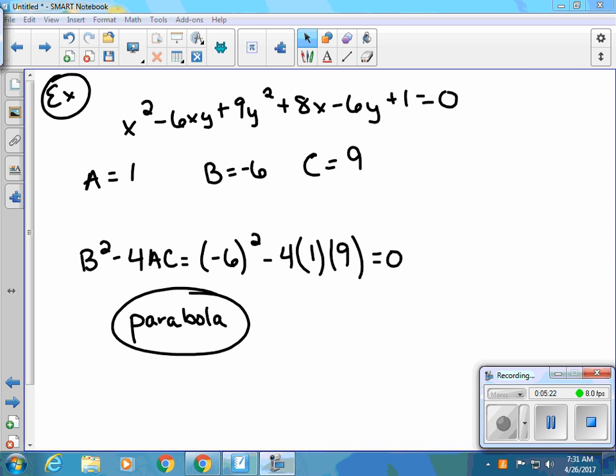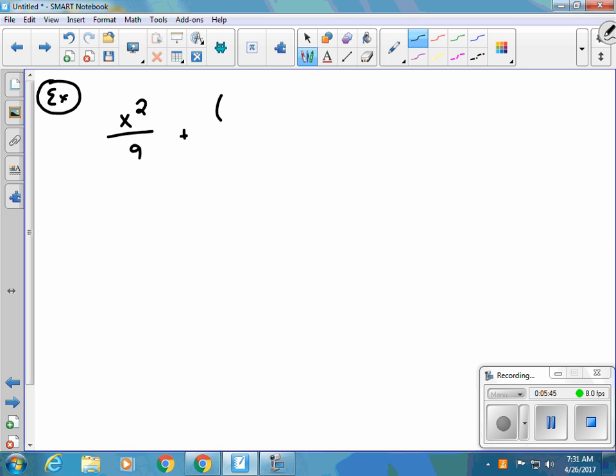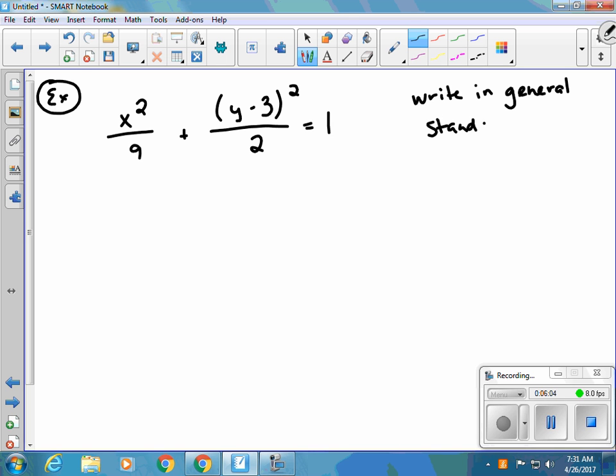The other thing that you might have to do, so this is going from the general equation and figuring out what type of conic section you have. But the other thing is you could be given a proper ellipse form or proper hyperbola form, and you might have to write it in general standard form. So for instance, if I were to have x squared over 9 plus y minus 3 squared over 2 equals 1. I want to rewrite this so that it is in general standard form. For starters, we know that this is an ellipse because it's a plus in between, and the 9 and the 2 are not the same, therefore it can't be a circle.